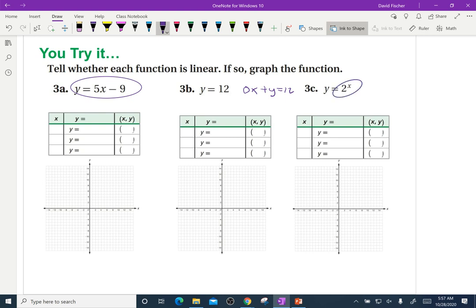Nope, because we can't have an exponent up there. So when we say tell whether the function is linear or not, if so, graph it. Well, we don't really have to graph that one, but sometimes it's kind of fun. When I graphed it, you'll see I graphed it anyhow.